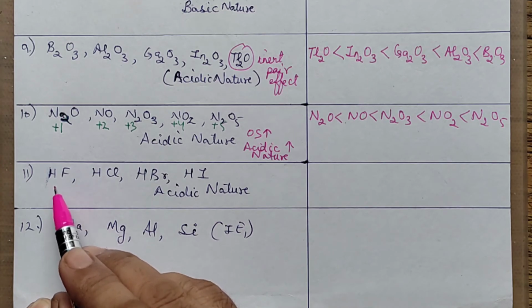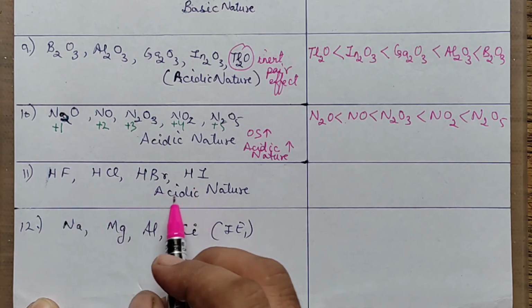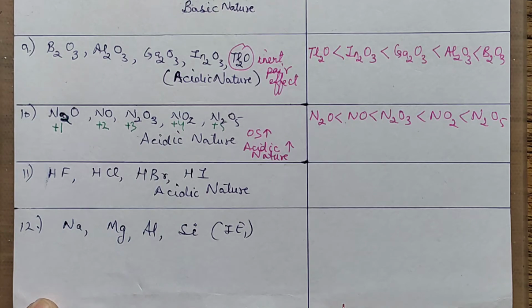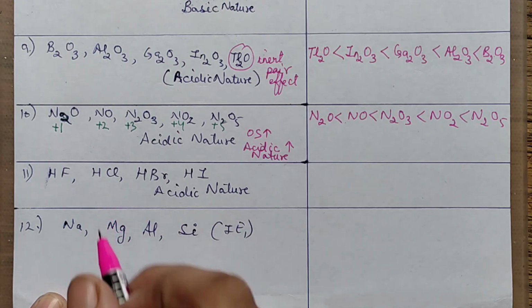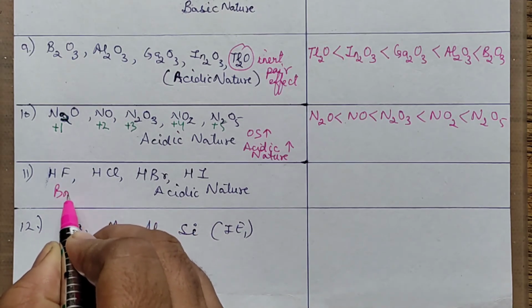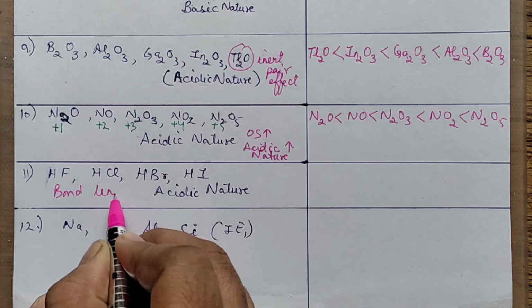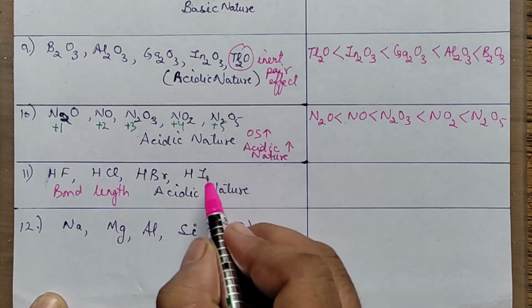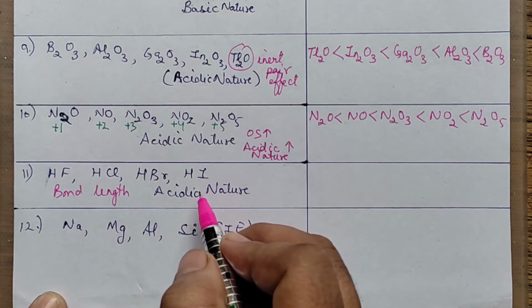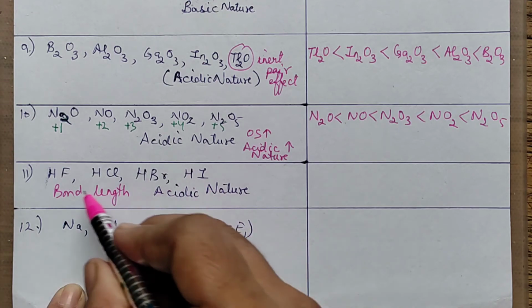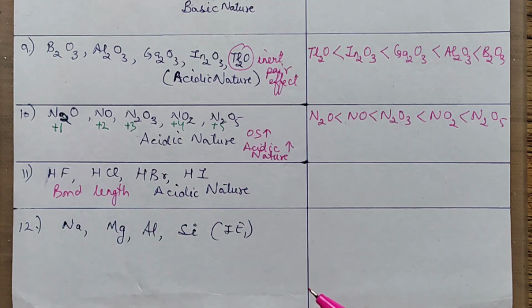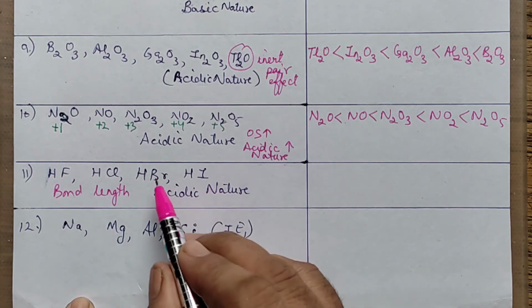Suppose you have HF, HCl, HBr, HI. Arrange them in the increasing order of their acidic nature. Normally you think HCl, because you have seen in the lab it is a stronger acid. No. You will have to check the bond length. Iodine is largest in size among all the halogens. So the bond length will be maximum in this case. H is common for all. So HI has the largest bond length.